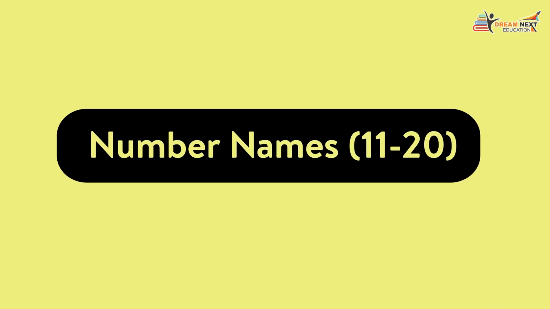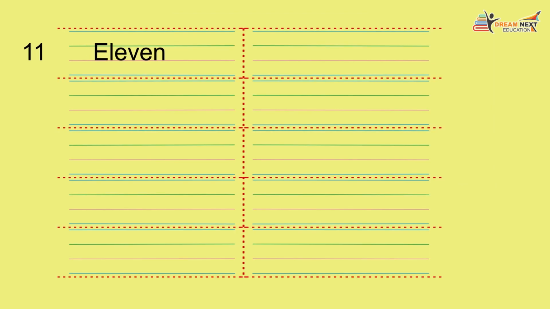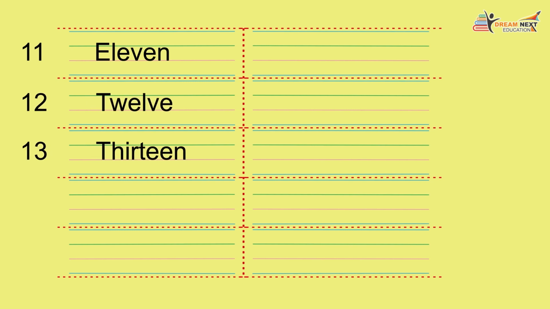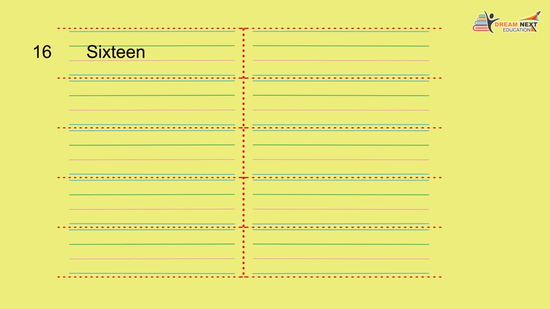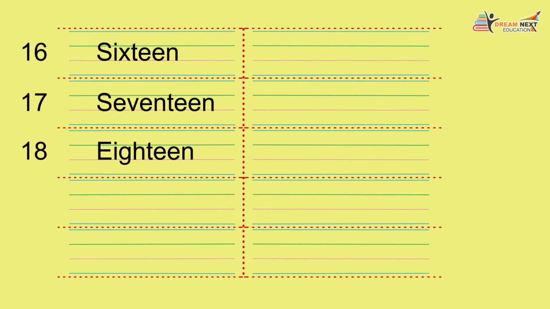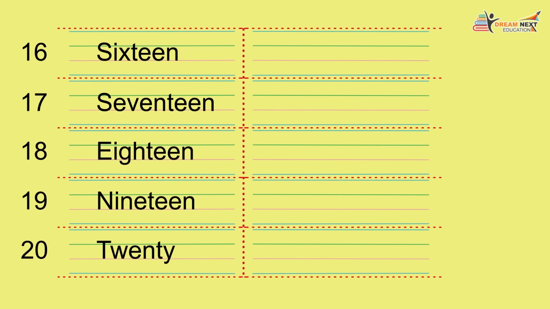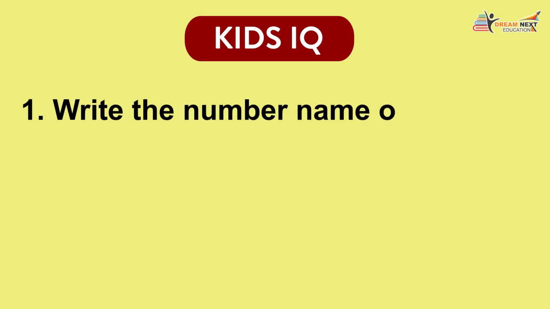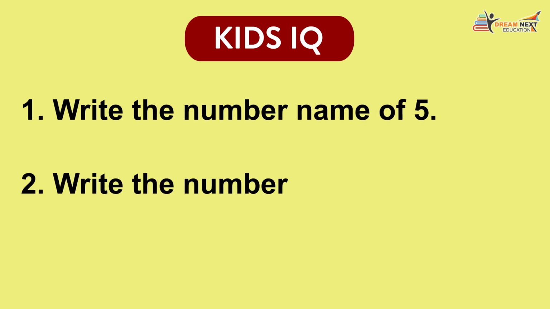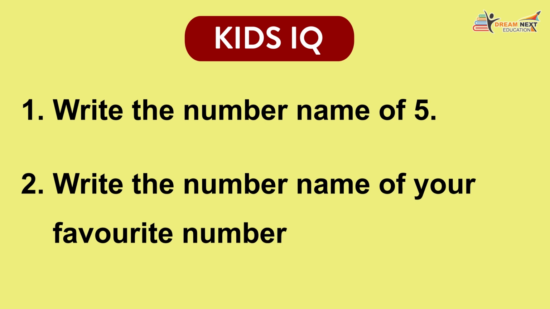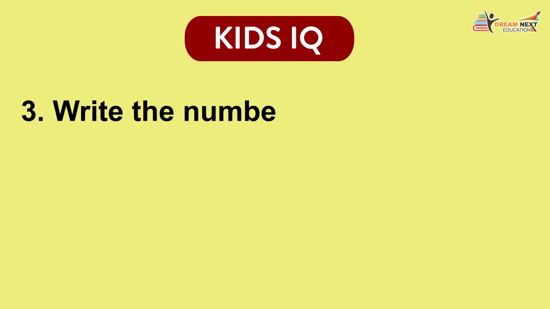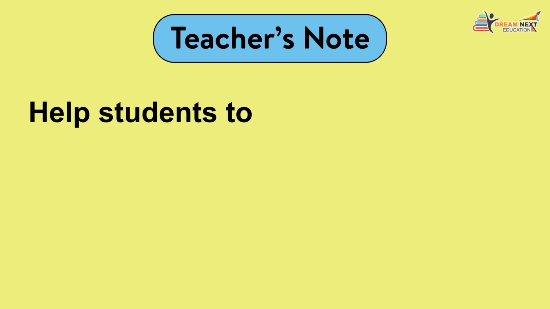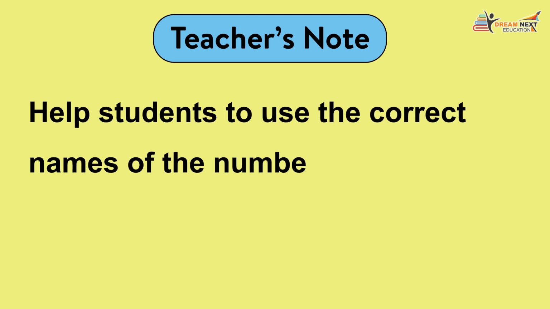Number names: 11 to 20. 11, 12, 13, 14, 15, 16, 17, 18, 19, 20. Kids IQ. 1. Write the number name of 5. 2. Write the number name of your favorite number. 3. Write the number name of 33. Teacher's note: Help students to use the correct names of the numbers.